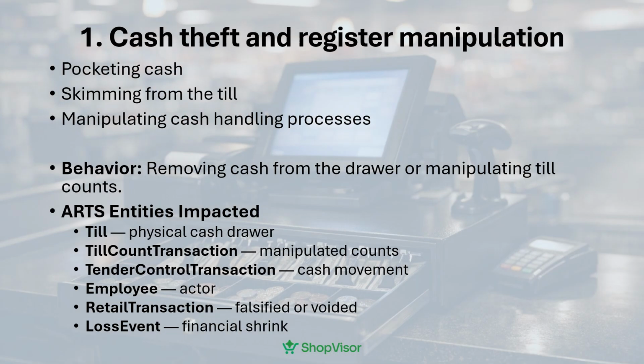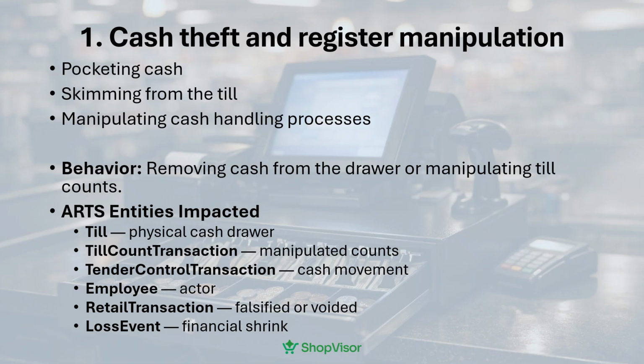Start with the point of sale. The number 1 is cash theft and register manipulation. In other words, they're pocketing the cash or they're skimming from the till and they're manipulating the cash handling processes. So the behavior is removing cash from the drawer or manipulating till counts.